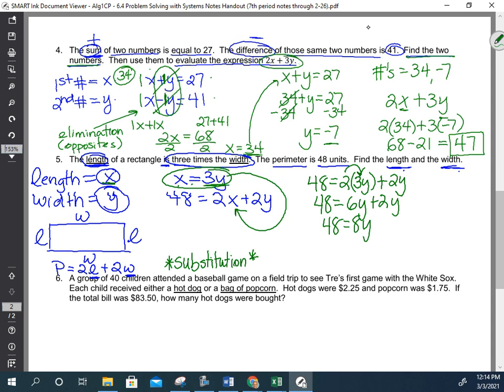Now what do we do to get y by itself? Divide everything by 8. So you get y equals 6. That means our width is 6. Our width equals 6. We know half of this answer.